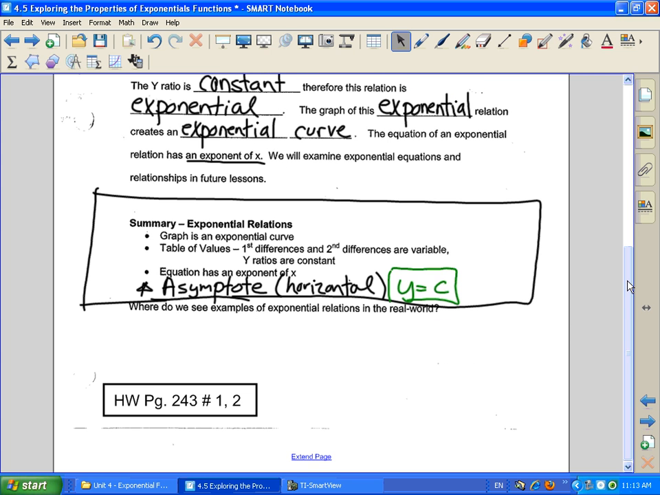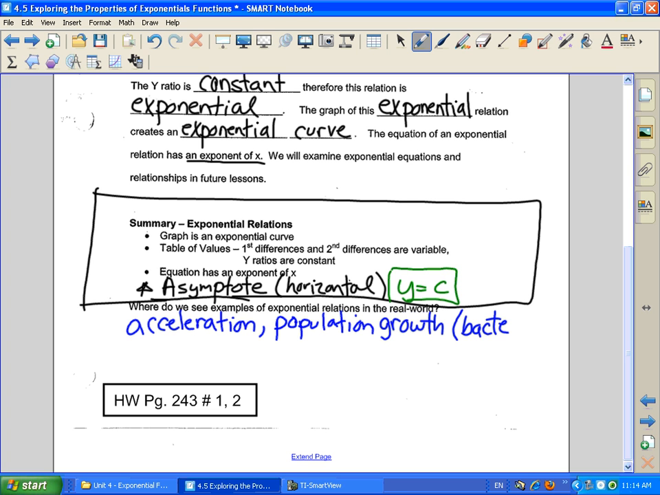Okay. Next question or last question is, where do we see examples of exponential relations in the real world? Well, first of all, if we deal with acceleration, I know many of you guys are learning to drive or have your driver's licenses already. Acceleration and deceleration is one. When you think about population growth, or bacteria growth. Okay, think about bacteria. One big one is fruit flies. If you've ever had fruit flies in your house, you know that they grow very rapidly. So they grow what's called exponentially.